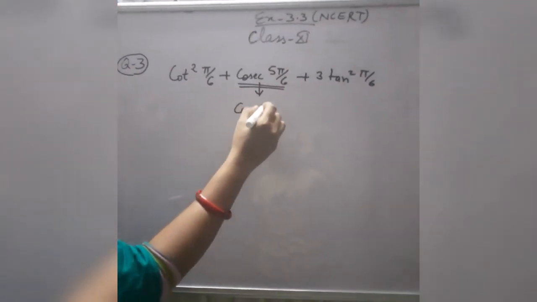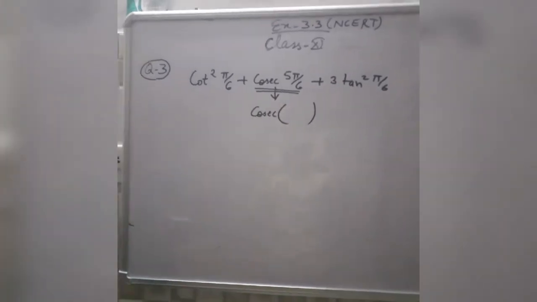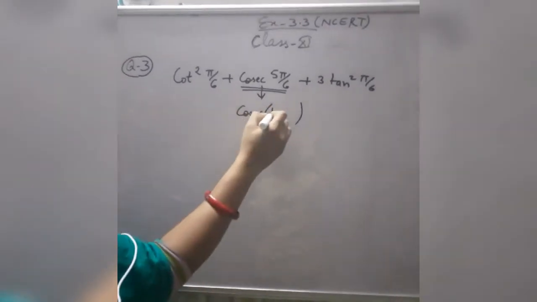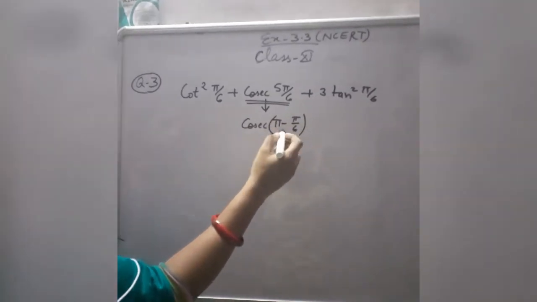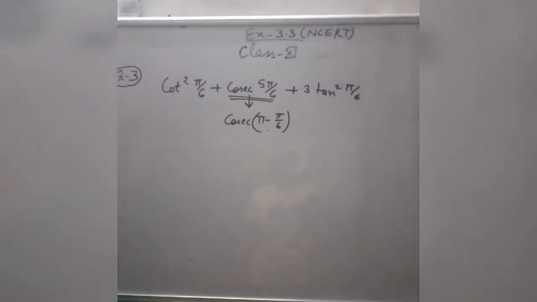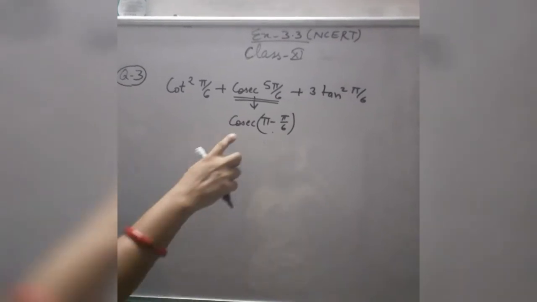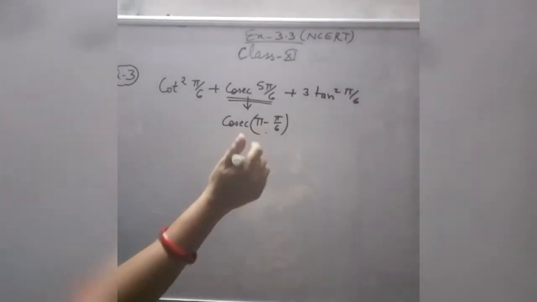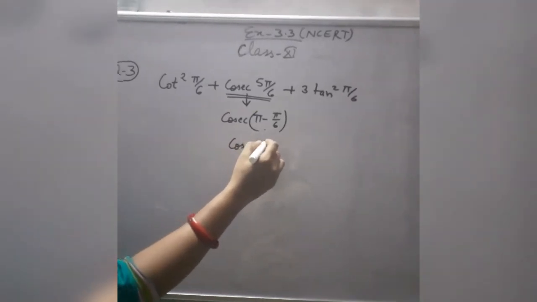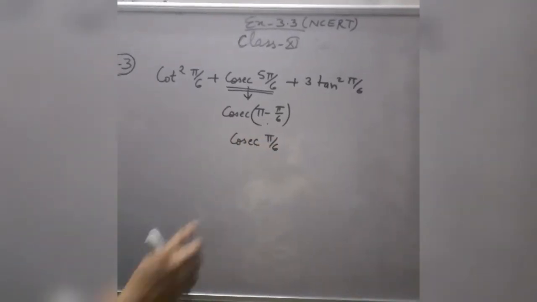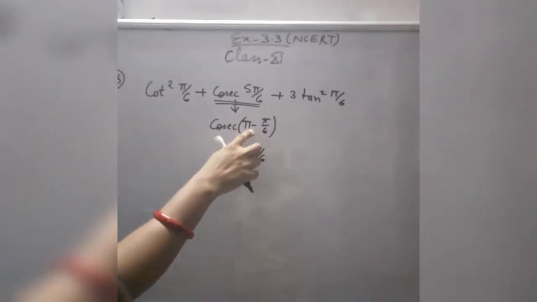See all of you, this cosecant 5 pi by 6 can be written as pi minus pi by 6, because when you simplify it, after taking LCM it gives you 5 pi by 6. Here this is the form of cosecant of 180 minus theta. Cosecant of 180 minus theta is equal to cosecant theta, meaning cosecant pi by 6, and 180 minus something means this is the second quadrant.